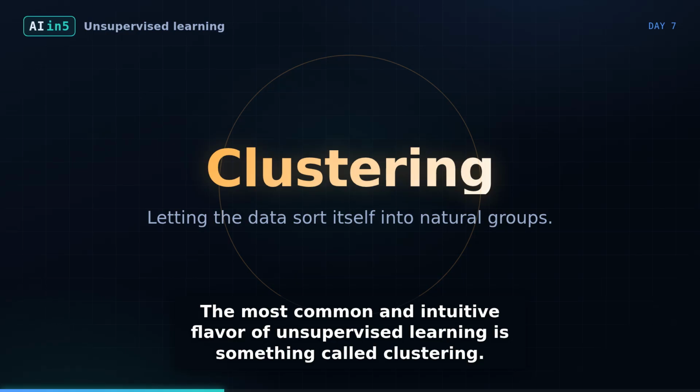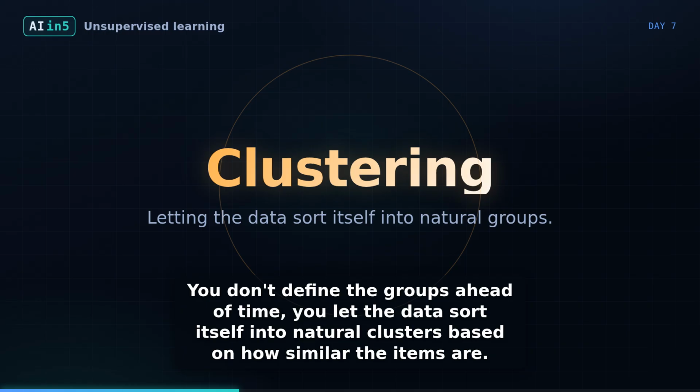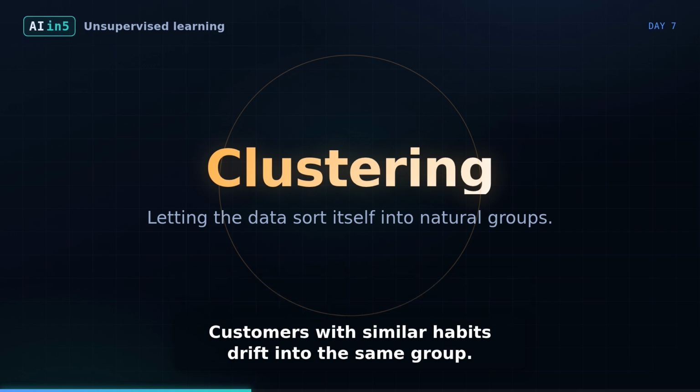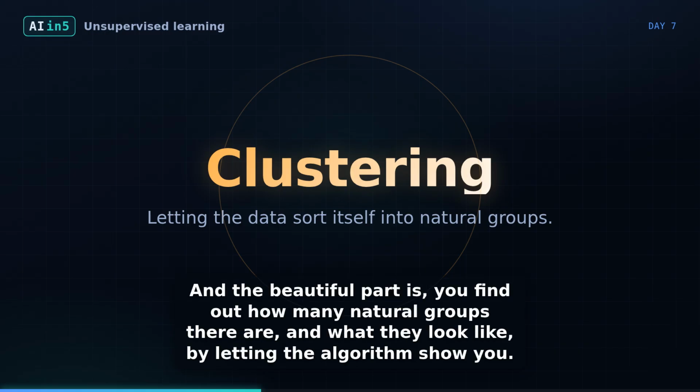The most common and intuitive flavor of unsupervised learning is something called clustering. Clustering just means automatically grouping similar things together. You don't define the groups ahead of time. You let the data sort itself into natural clusters based on how similar the items are. Customers with similar habits drift into the same group. Documents about similar topics land together. And the beautiful part is, you find out how many natural groups there are and what they look like by letting the algorithm show you.